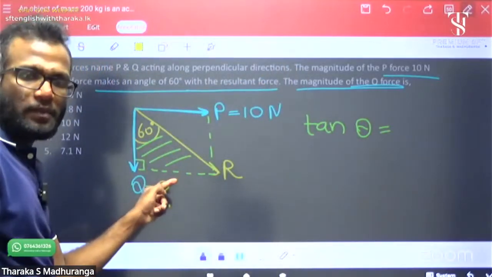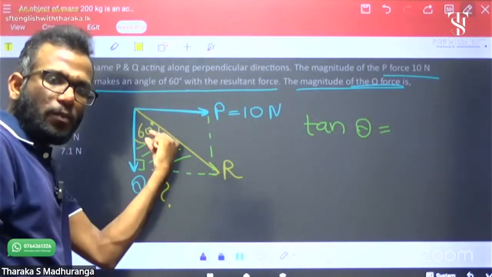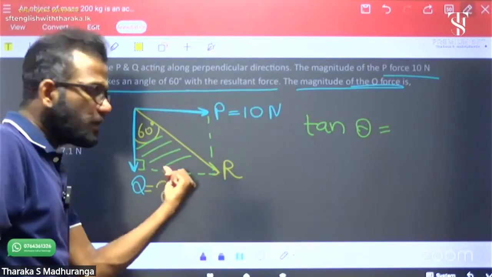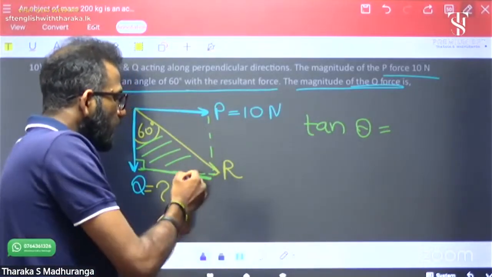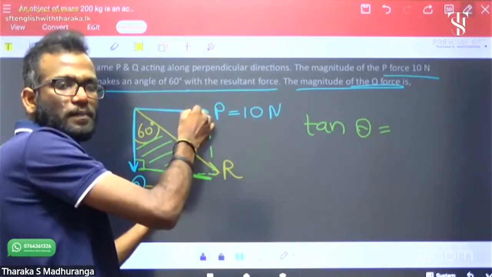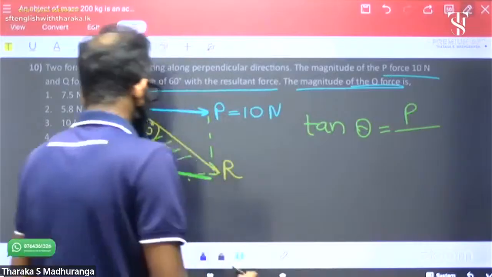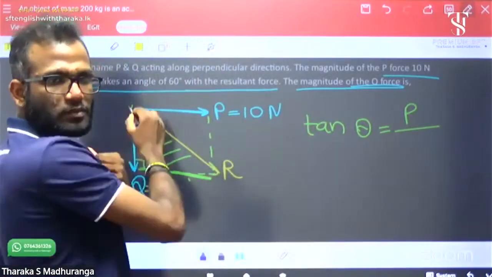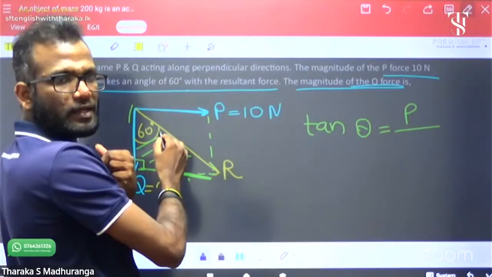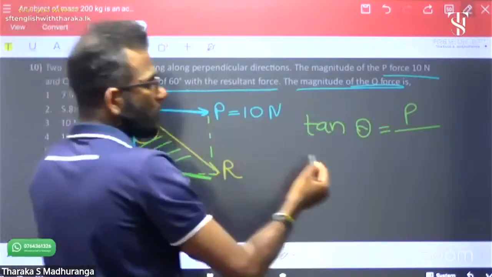This is a rectangle. Therefore, opposite sides are equal. This is the opposite side. If it is a rectangle, this side is equal to P. Then it is P over Q. Adjacent is Q, right? Tan theta equals tan 60 equals opposite over adjacent, P over Q.